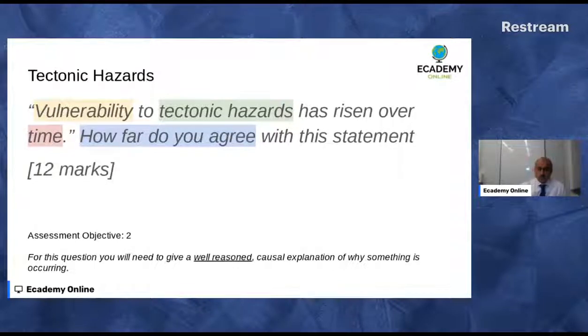Just very quickly, just 30 seconds, write down some examples of tectonic hazards. Maybe write down what you think vulnerability means, or if you've got an example of a specific thing you've learned about vulnerability at A level. And then maybe summarize the phrase 'how far do you agree' into one word. What do you think that word could be?